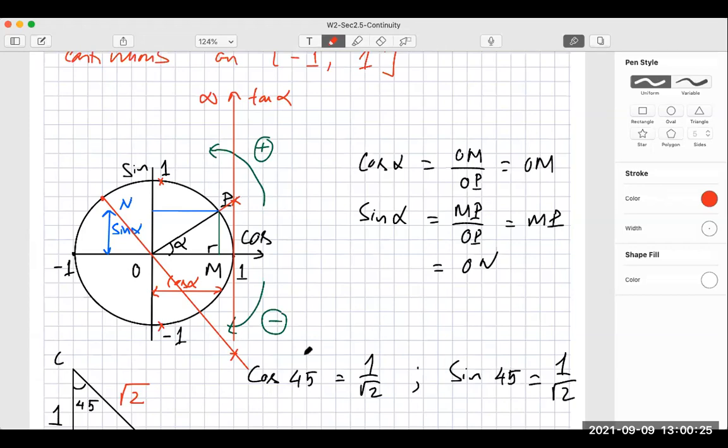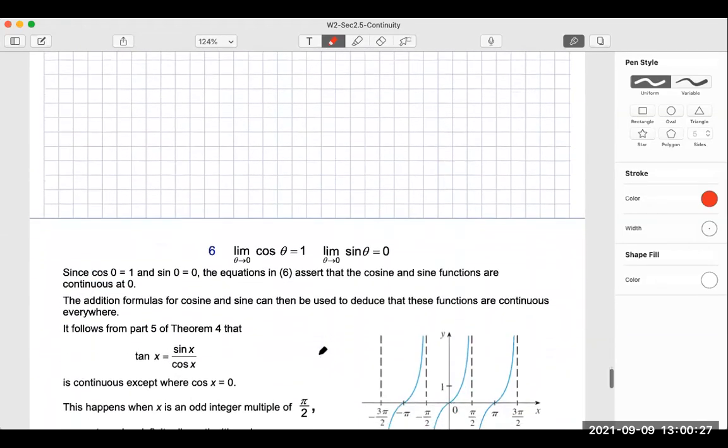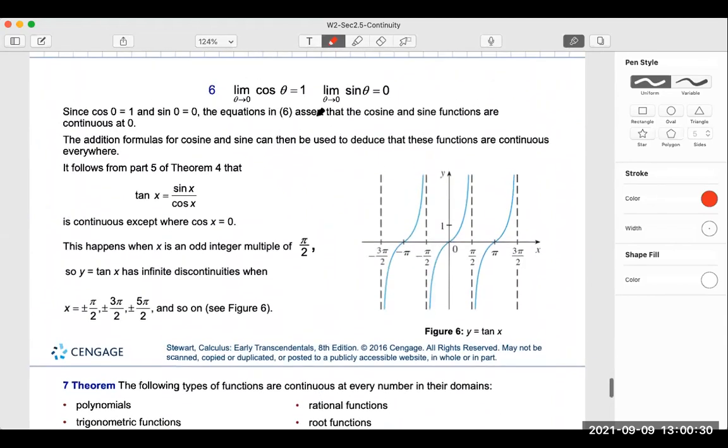Now, let us continue. In this summary, we see that the functions sine and cosine are continuous on R, from the definition. And similarly, the tangent function here is undefined at pi over 2, negative pi over 2, or 3 pi over 2, negative 3 pi over 2, etc. There are many other values, right? And this is the quotient of sine and cosine.